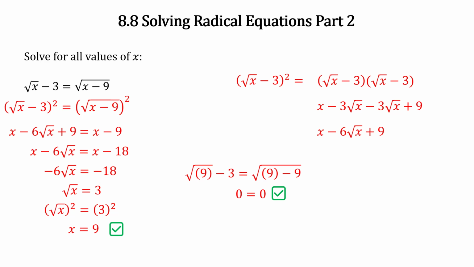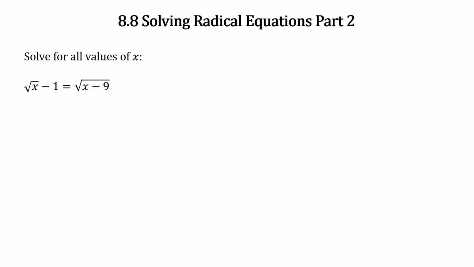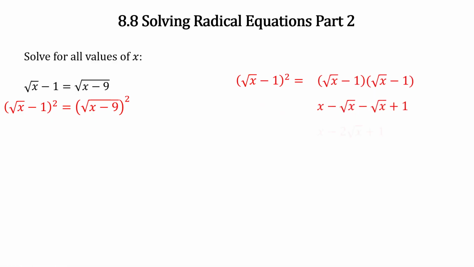Okay, you try this one, pause it here, work this one out, come back and check your answers. Okay, square both sides. We need to do the square root of x minus 1 squared. It follows the same pattern. You square this one, you multiply them together and double it, and then you square the last one. So we're going to get x minus 2 square root of x plus 1.